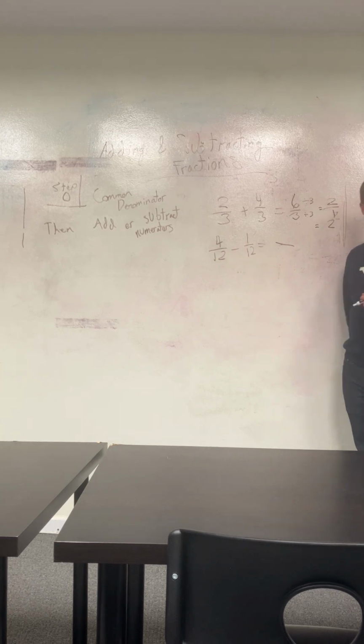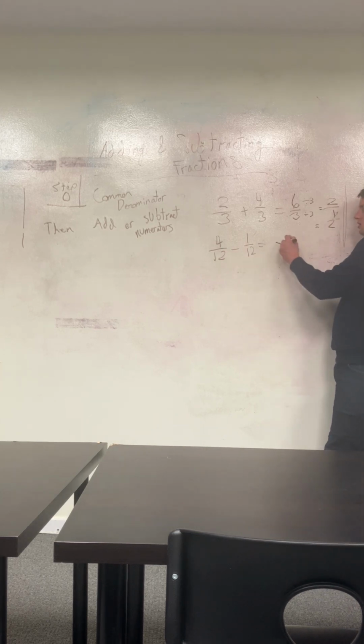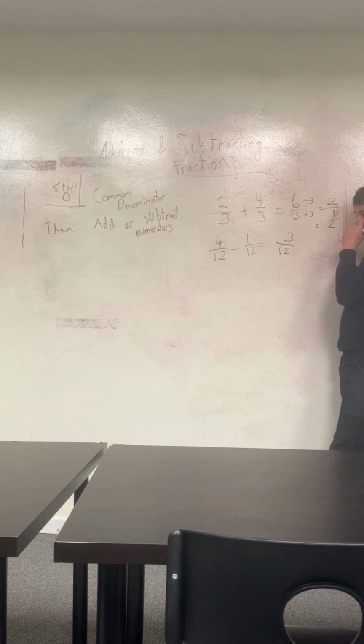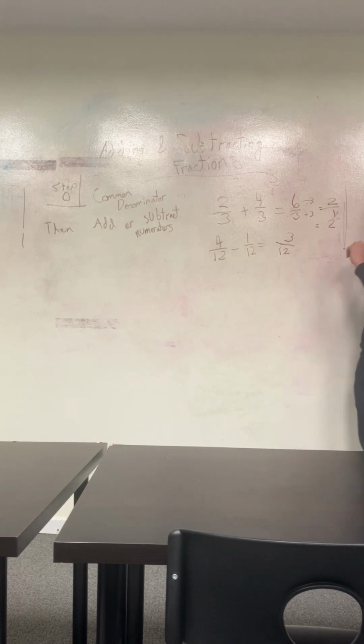What about this one? 3 over 12. Well, 3 doesn't divide by 2. Oh, okay. 3 over 12. Yeah. What do we want to simplify it to?